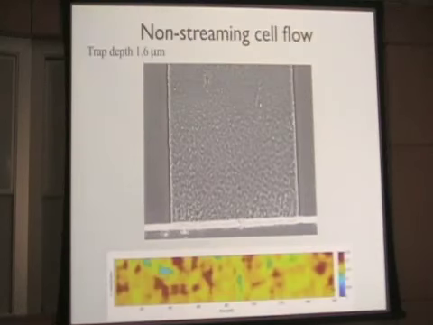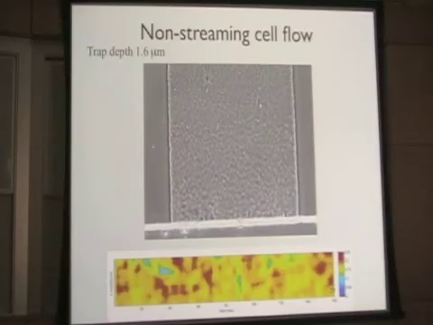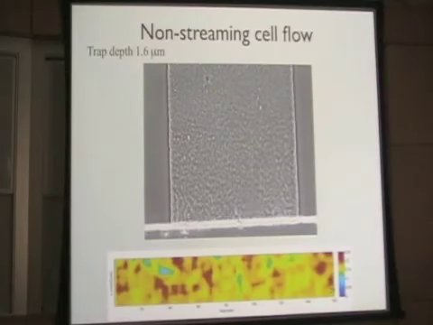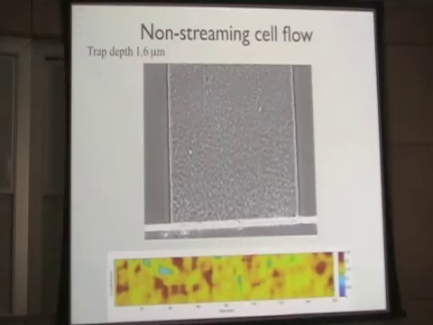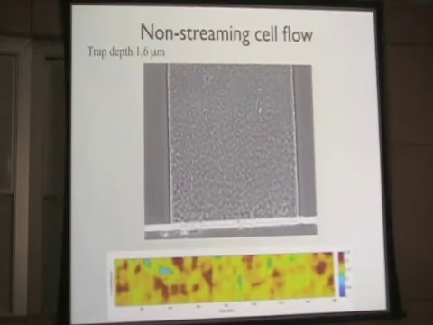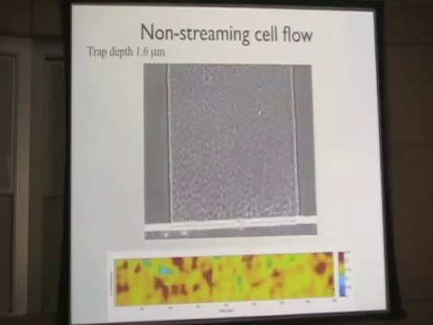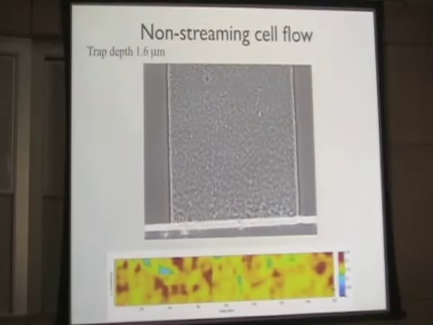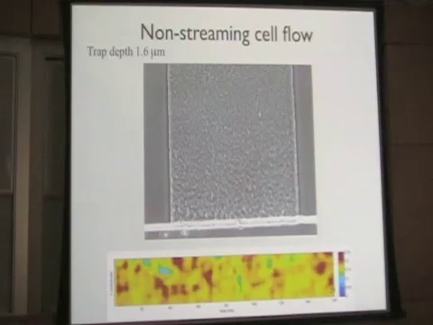So this is an example of a trap which is somewhat deeper than the other one. The previous one was 1 micron deep, and this one is 1.6 micron deep. In this case, you can see that it's much more uniform. This is the same measurement done here, and you see very little streaming. With the same color scale, it's more or less uniform. So the question is, what is different? Why does the narrow channel produce streams, and this wide trap does not produce much of the same?